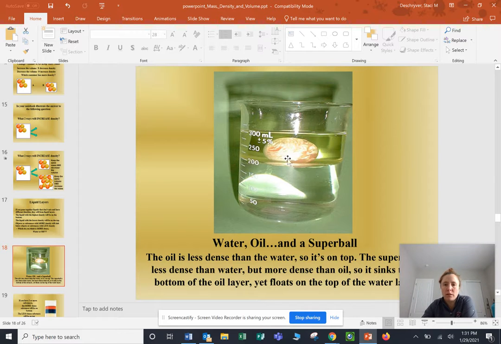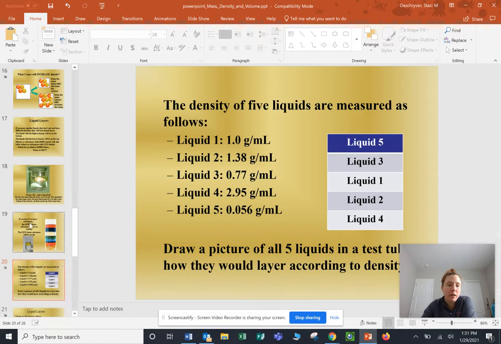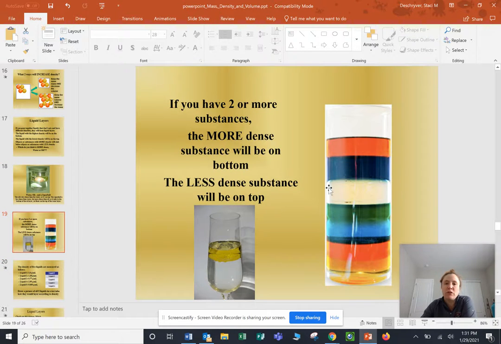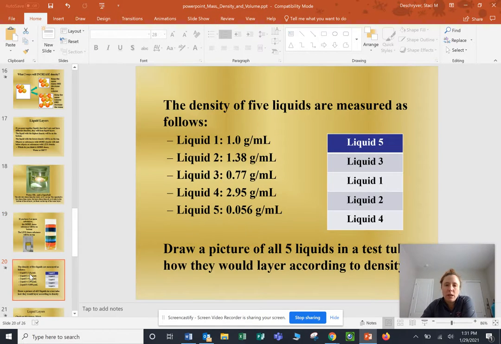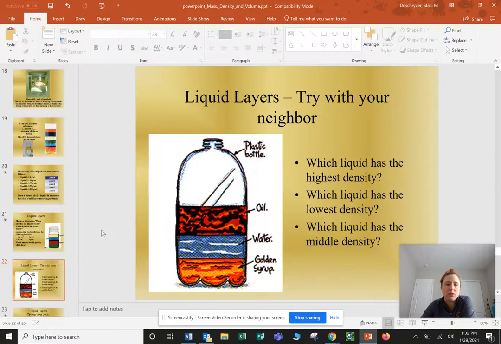So this is a super ball. A super ball is a rubber bouncy ball that will actually float in between water and oil. So if you have two or more substances, the more dense substance will be on the bottom, the less dense substance will be on the top. So the densities of five liquids are measured as follows. I want you to rank order these liquids from most dense to least dense. Do that now.